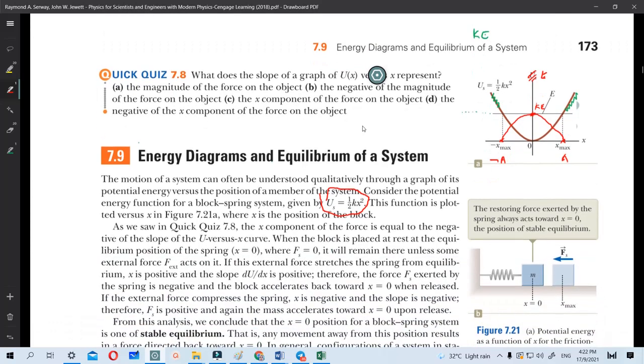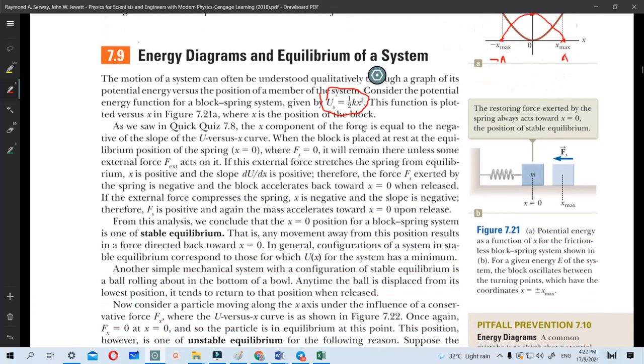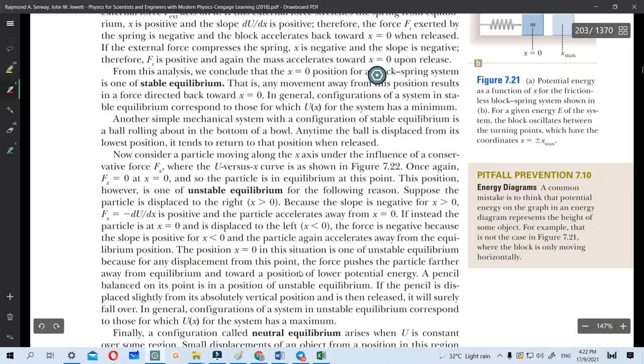Alright, that's all, and that is the core concept of chapter 7. The rest are probably makeup and such.